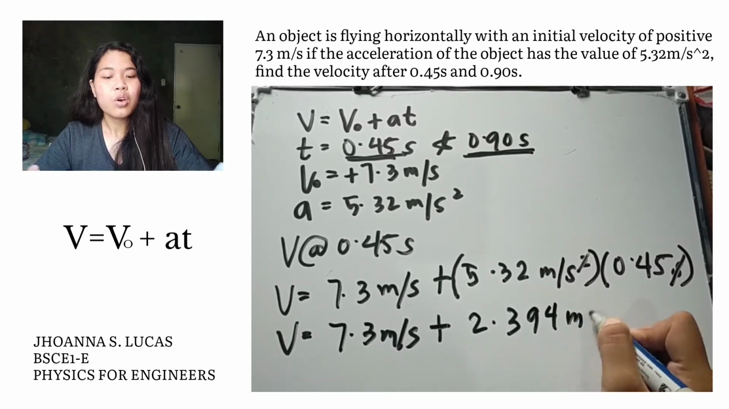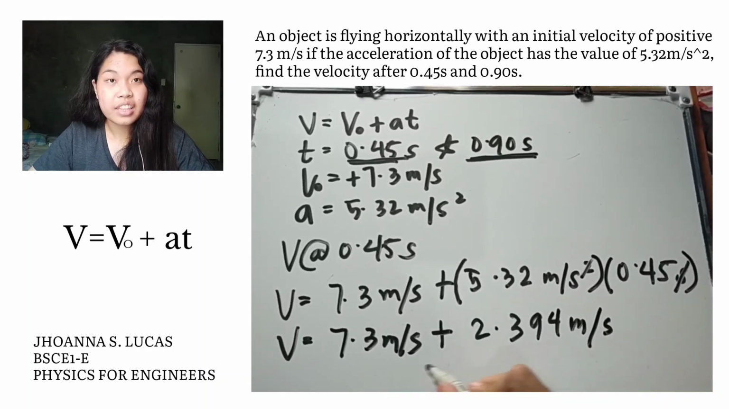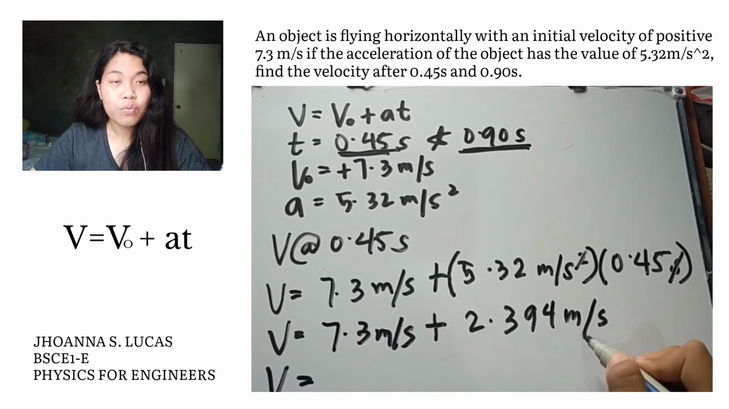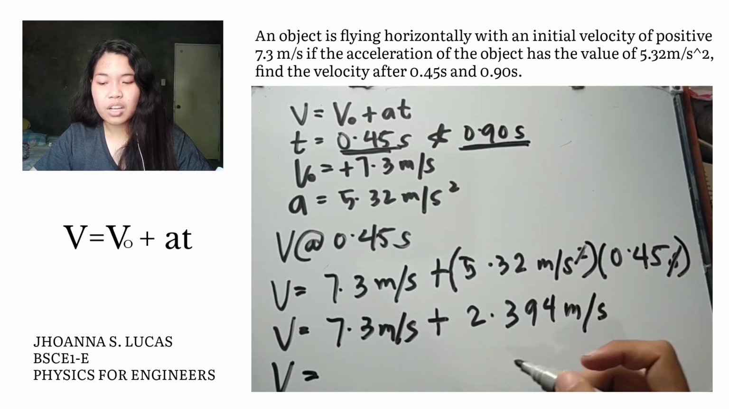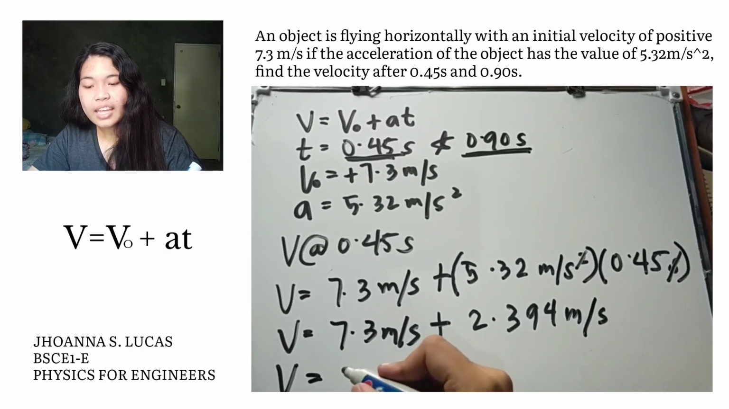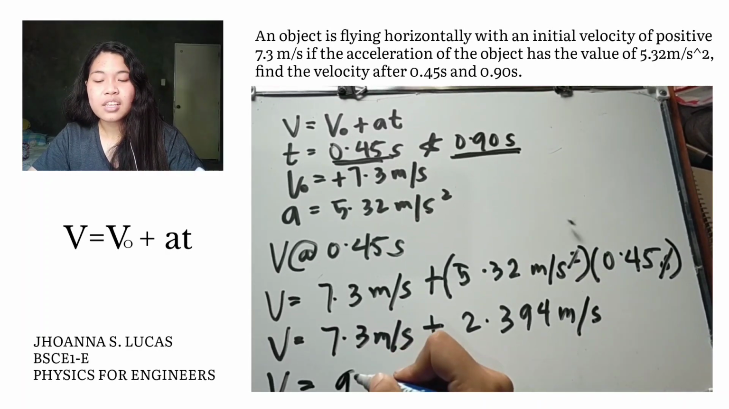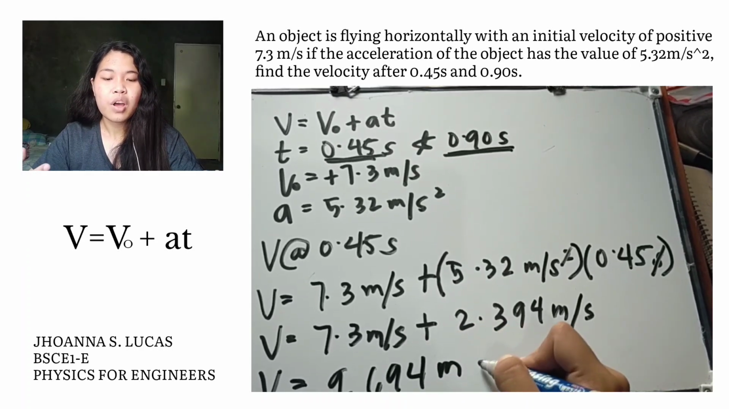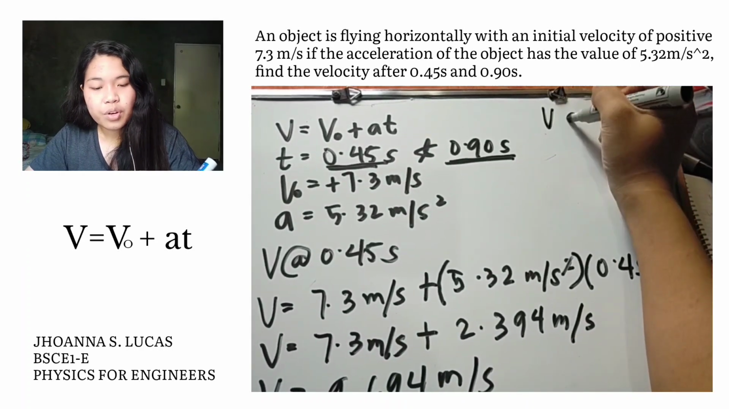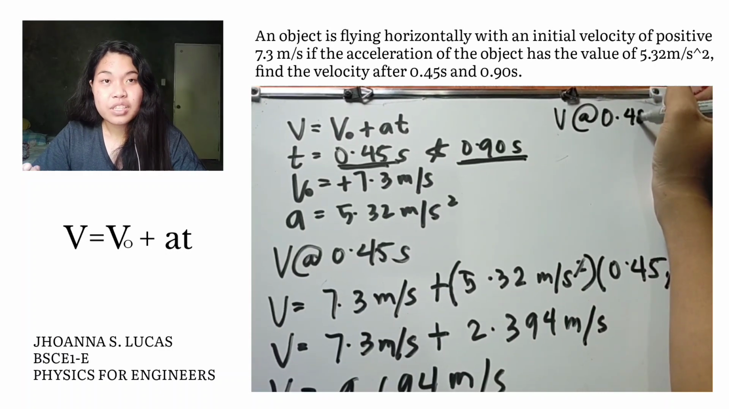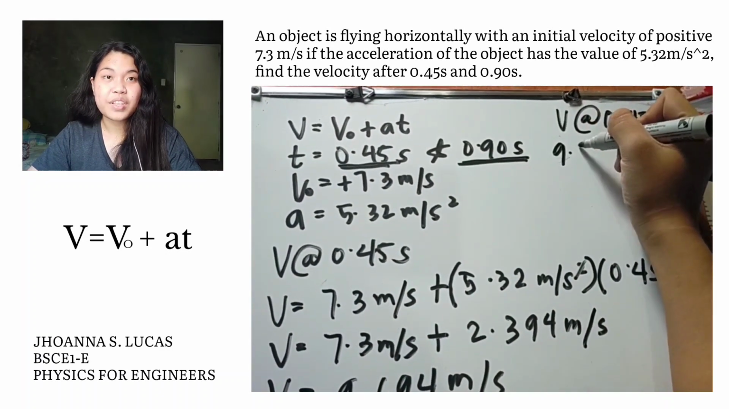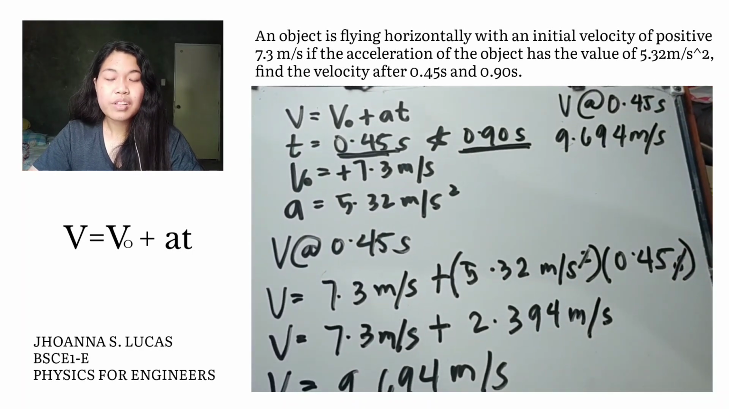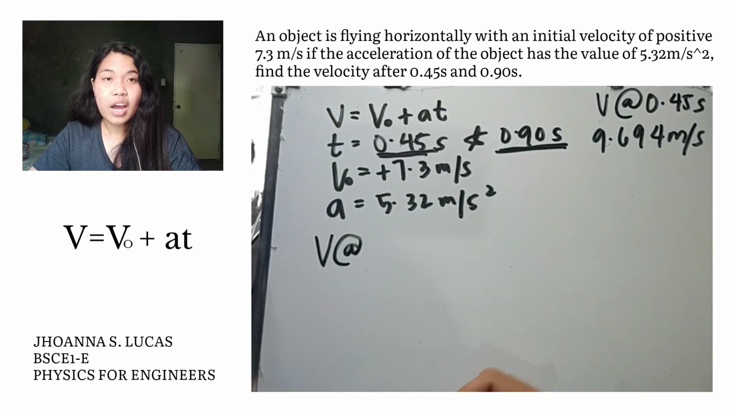meters per second. We can now add the 7.3 meters per second and 2.394 meters per second. And the result is 9.694 meters per second. So, the velocity at 0.45 second is 9.694 meters per second.